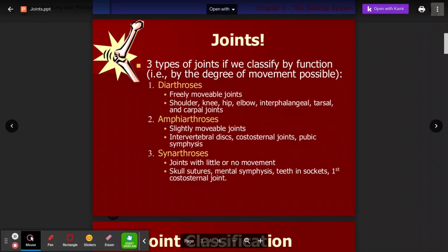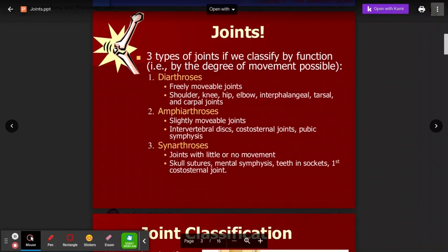Obviously, if you have pressure on your knee, our knee mostly moves one way, but there is some flexibility side to side, up and down. Same thing with the other ones, right? Think about the general direction of movement. Okay, so those are diarthrosis, very common.